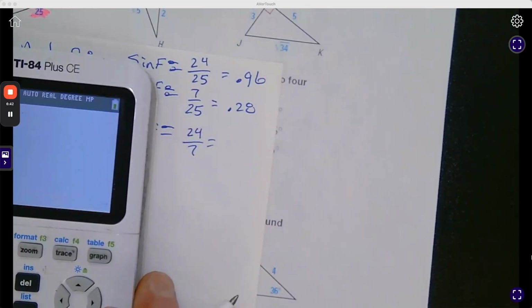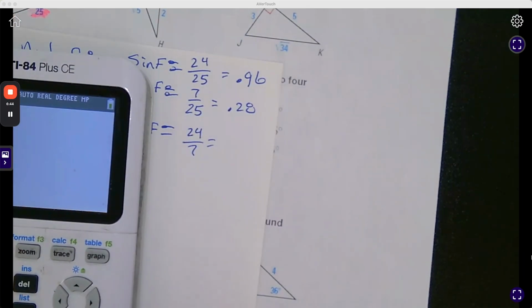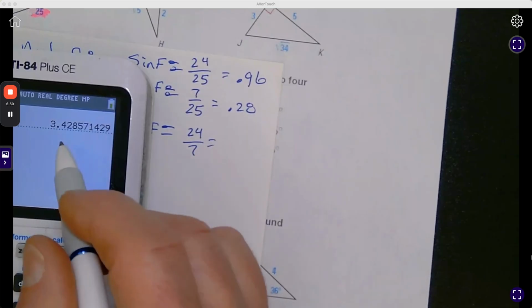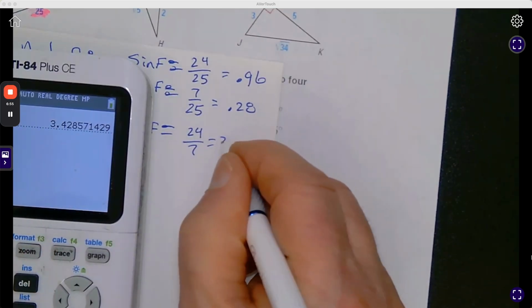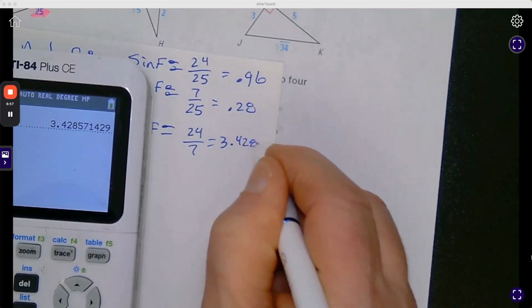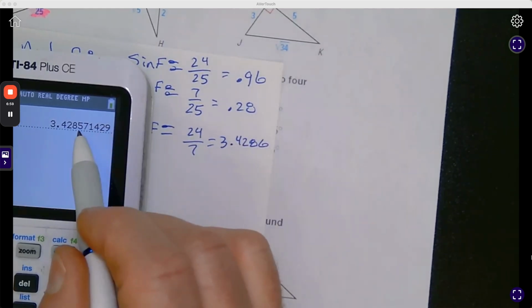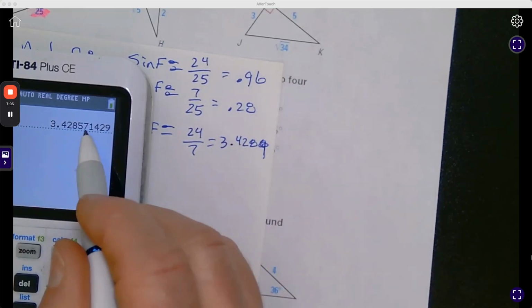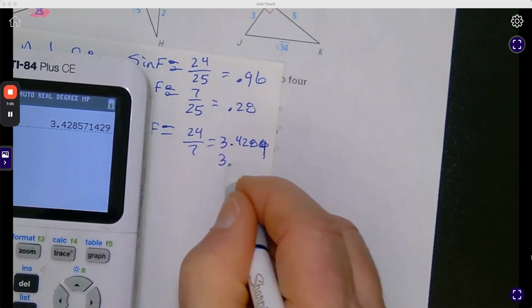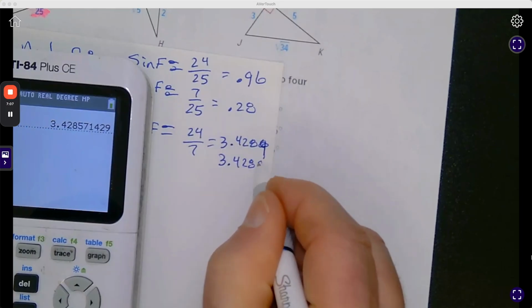24 divided by 7. 3.48. Ooh! 3.4286. Notice how I had to round it up, right? Because that tells me to round it up. Sorry, that's terrible. I need to do better than that.